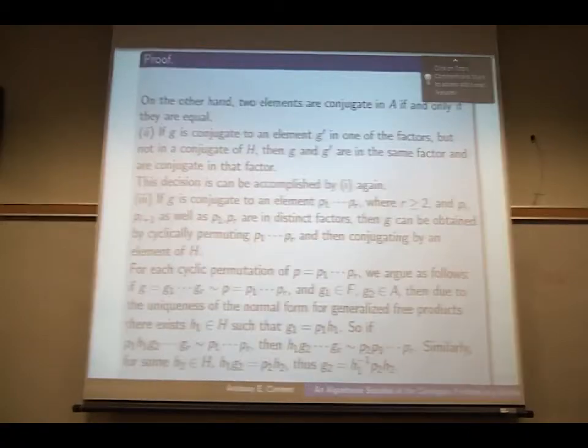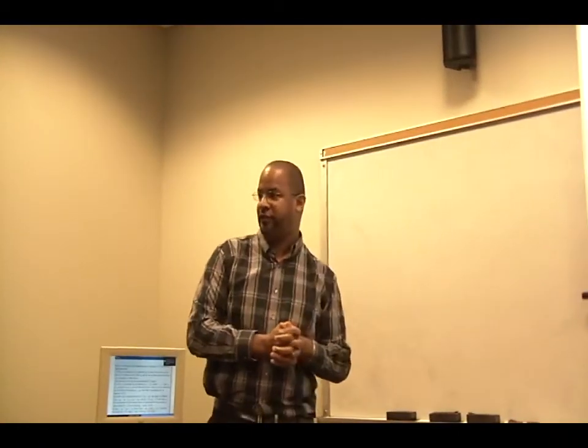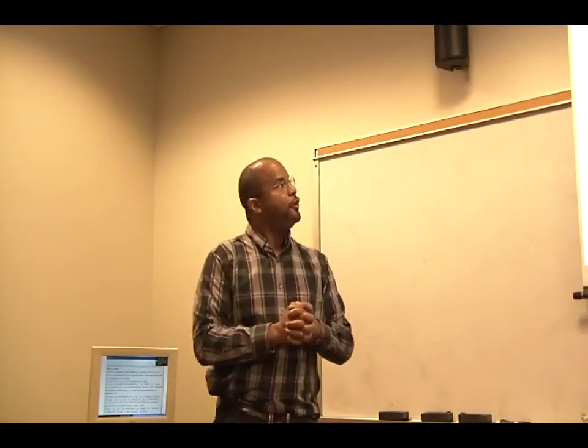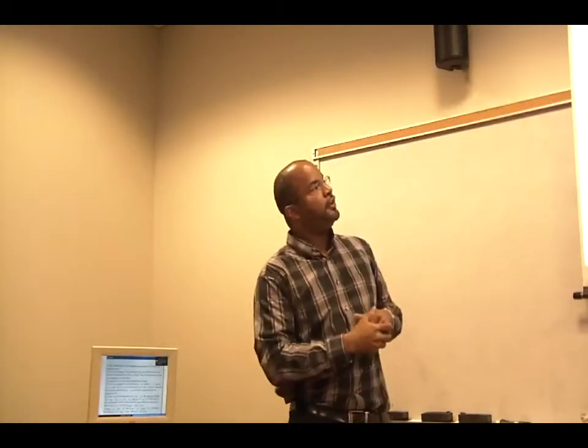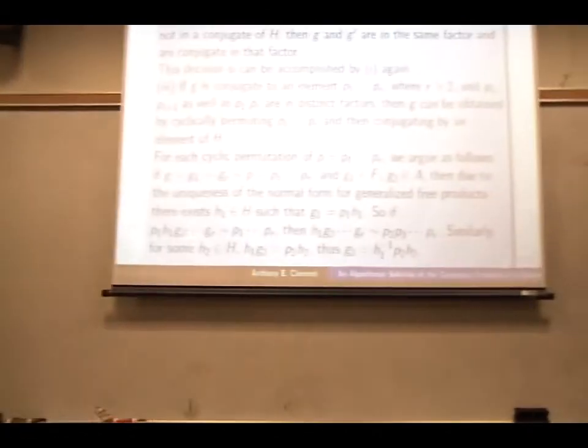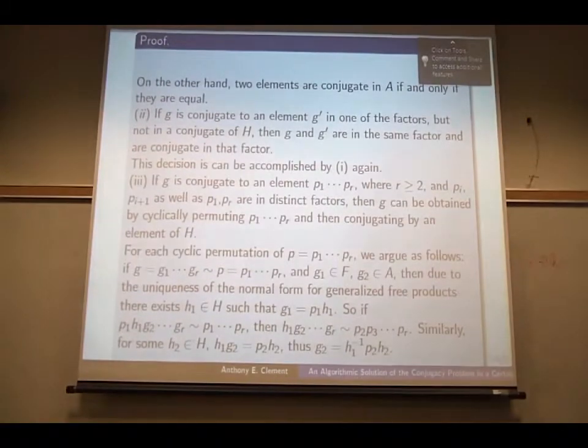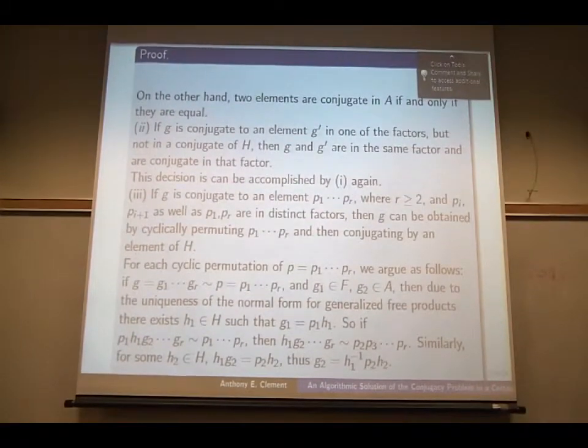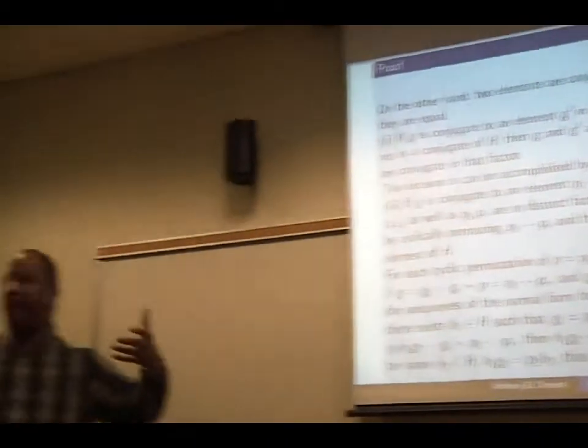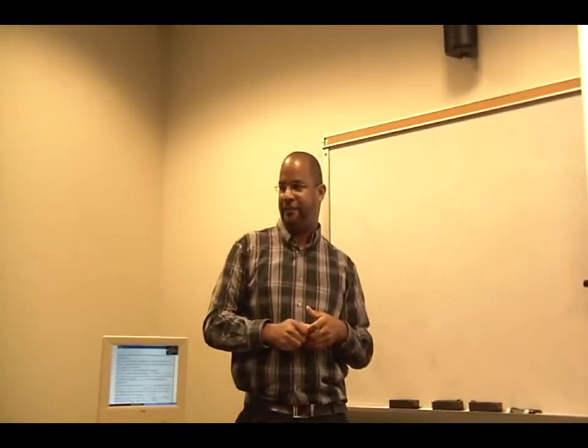So if it falls in the subgroup, we must also have a unique expression of this form. On the other hand, two elements are conjugate in A if and only if they are equal, right, in the free abelian group. So we can decide, if both elements G and G prime are in F, we can decide conjugacy. If both elements G and G prime are in A, we can decide conjugacy. The toughest one is when both are in separate parts, in A and in F and in A.